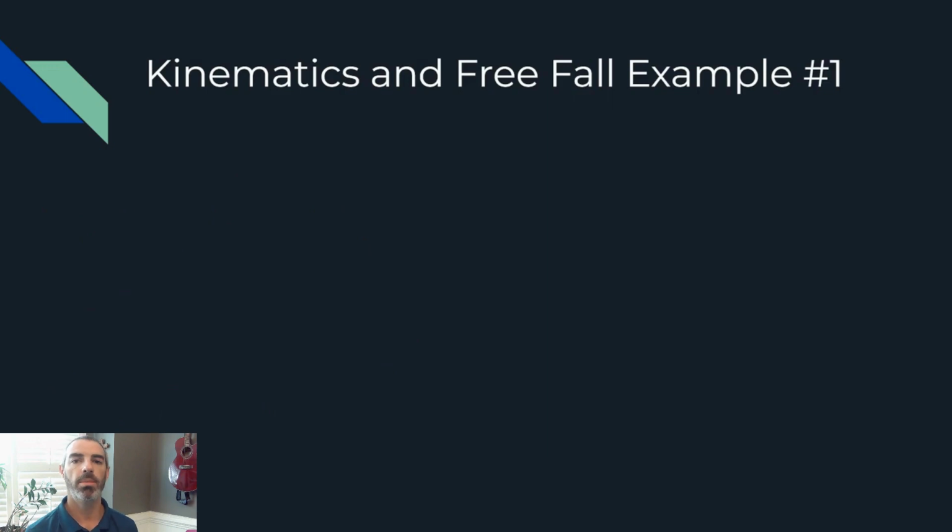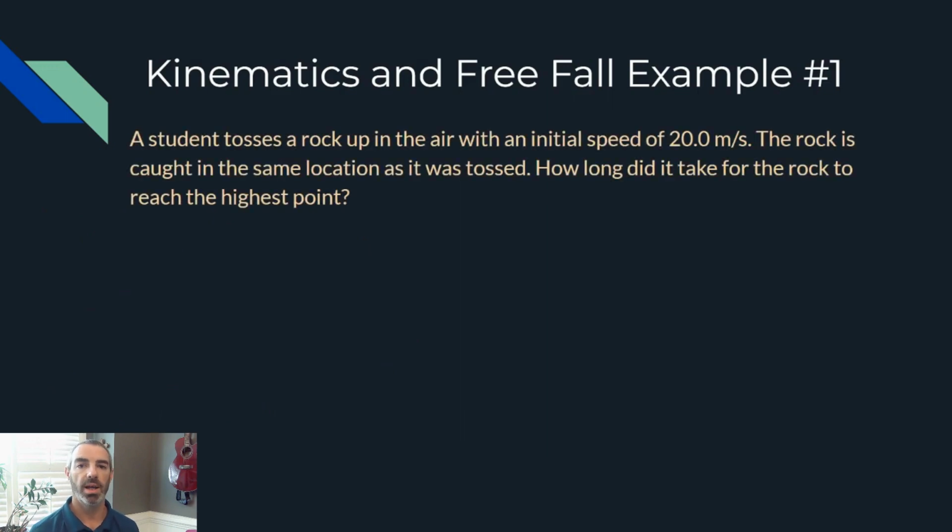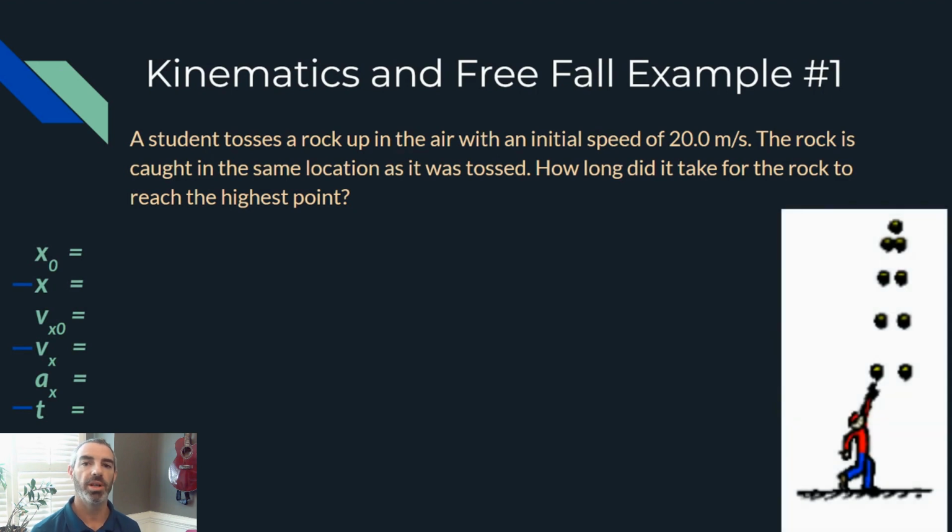Looking at an example problem, we have a student tossing a rock into the air. We recognize this with an initial velocity that it's going to be a kinematic question. So we're going to draw a diagram as well as list the 6 variables, putting the dashes with the variables that are missing from each kinematic equation. We define up as positive.